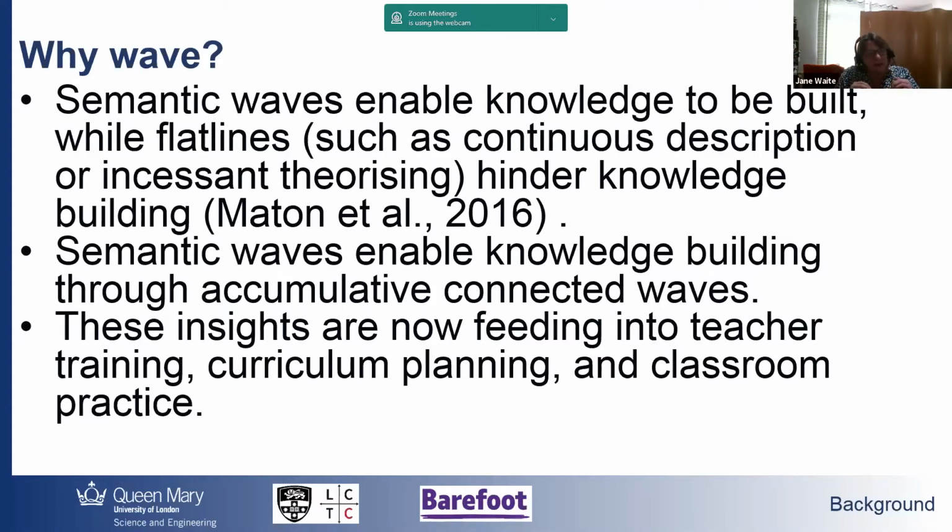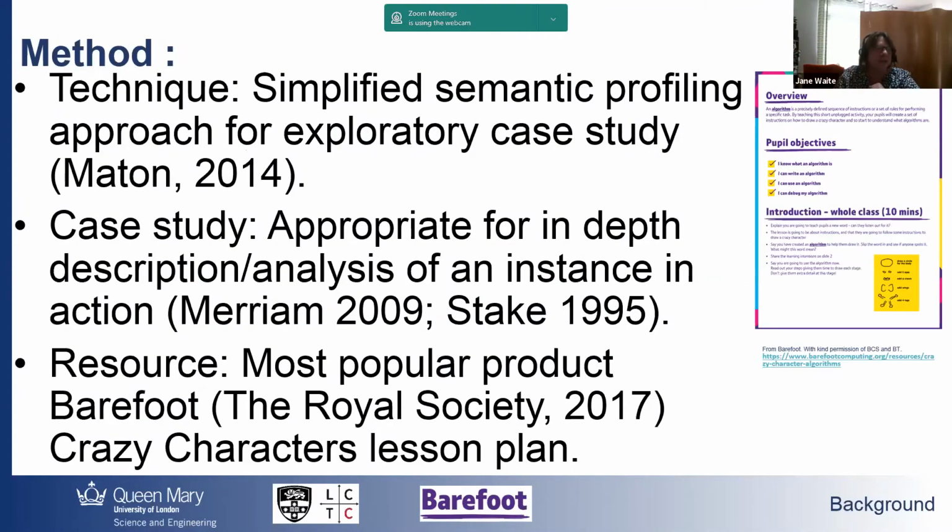And it's this idea that you don't have a single wave, that you have waves within waves and cumulative waves. And this is starting to feed into teacher training, curriculum planning, and classroom practice. So what was the method that we used? We just did a case study.